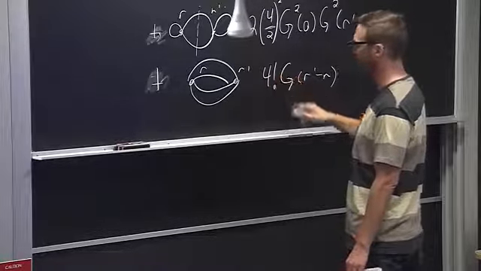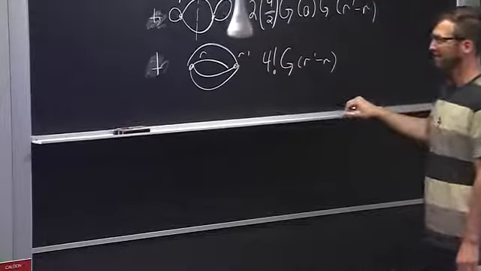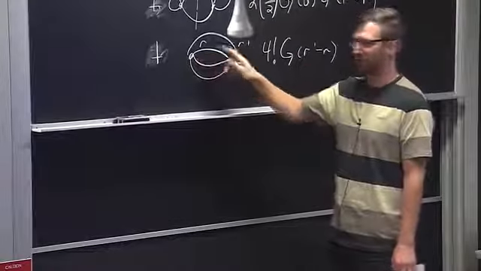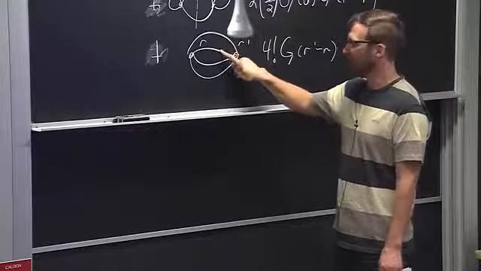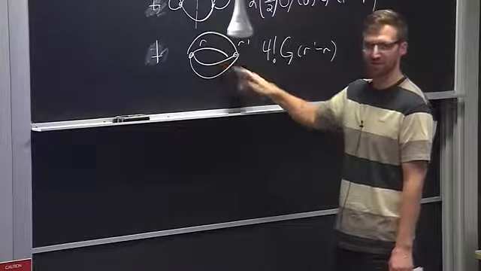I'm going to say 4 factorial, because that's what I wrote. Once you choose one, you choose the first one, right? And there are 3 different ways to choose this one, and 2 different ways to choose this one, right?